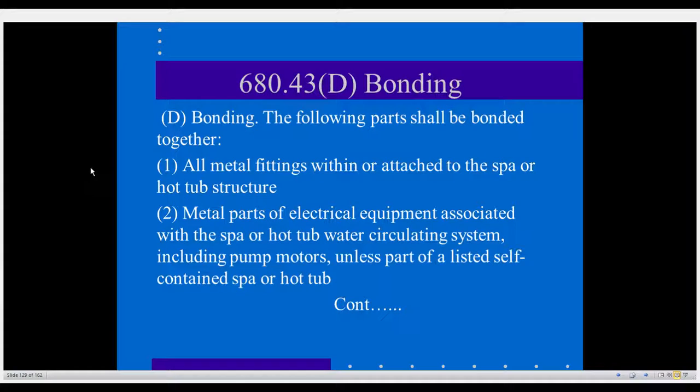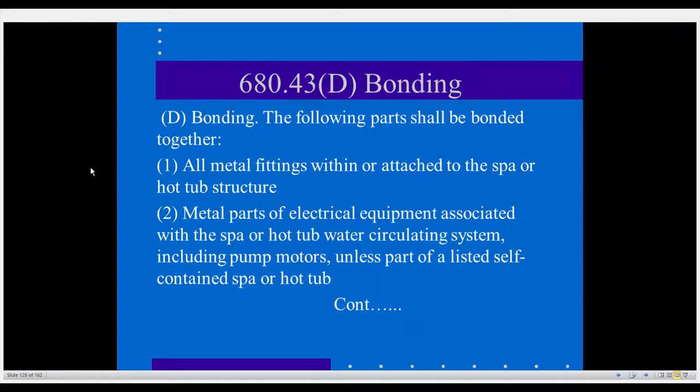Let's talk about the bonding now. What parts have to be bonded together? I like to refer to this as my little mini bonding grid. Obviously we don't have the perimeter involved here, if we had, we met all those requirements under 680. Indoor installations, we met all the requirements of everything. We're indoors. It's a listed spa packaged unit. We're all good to go.